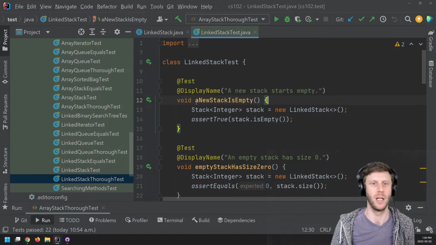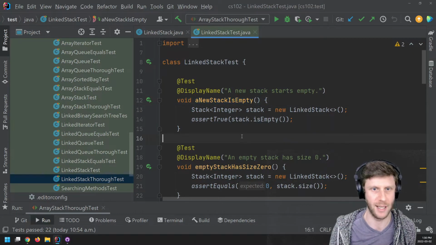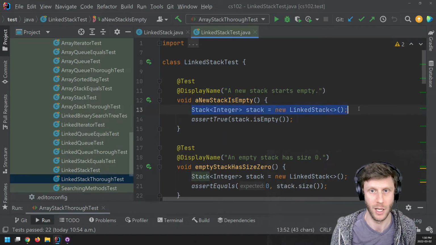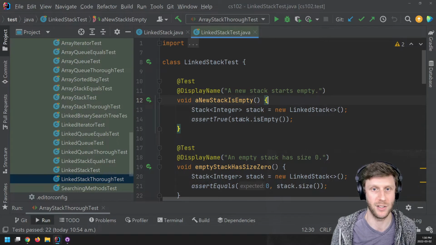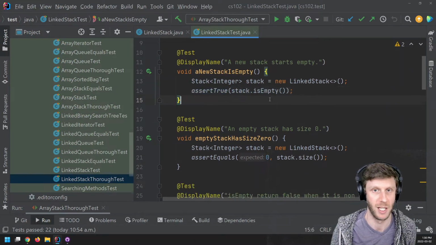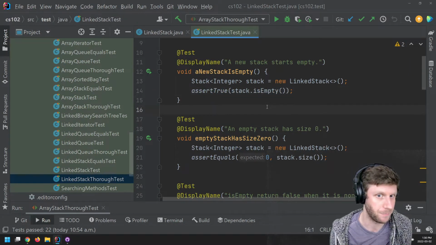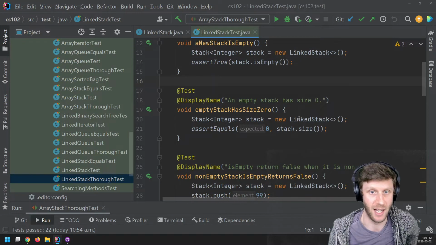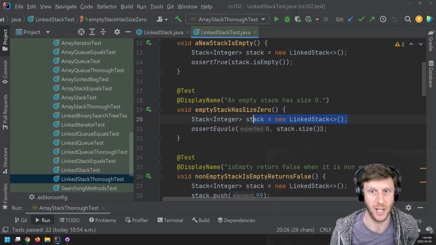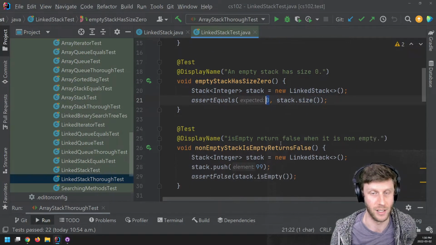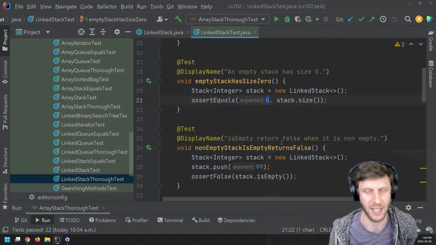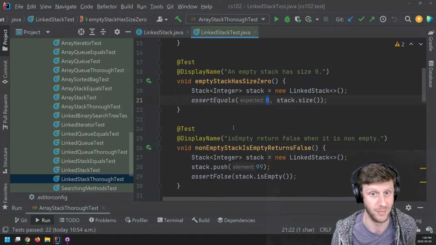LinkedStackTest. Okay, what do I want to check? Well, a new stack is empty. If I make a new stack, it better be empty. So what am I going to do? Well, make a new stack, and then assert that when I say stack is empty, it's true. If I make a new stack and isEmpty returns false, we got a problem, right? Empty stack has size 0. Okay, make a new stack. Check that its size is in fact 0. If we make a new stack with nothing in it and it says its size is something other than 0, we got a problem.